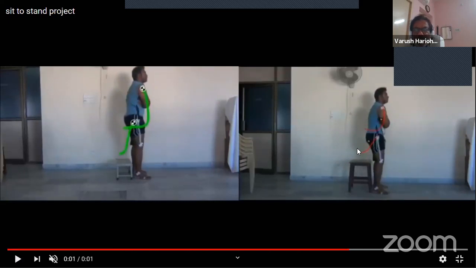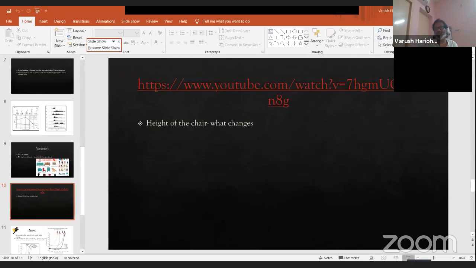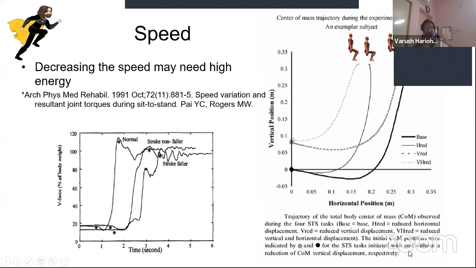It is from here to here. And this is why it is easier to move from a higher chair; from a lower chair, it is always difficult, right? Especially when you go into far more complicated movements like sitting on the floor and things like that.